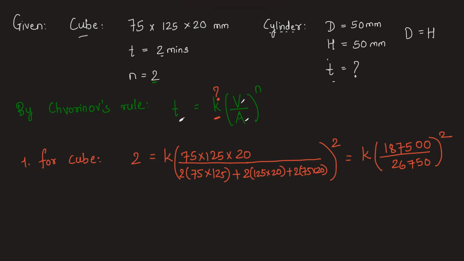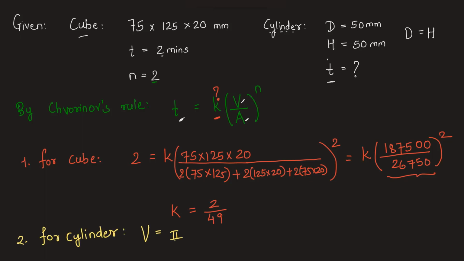From here we get the value of K. This ratio is 7, and 7 squared is 49. So K will be equal to 2 upon 49. Now that we have K, we can find the volume for the cylindrical casting and the surface area for it, and then find the solidification time for the cylindrical casting.